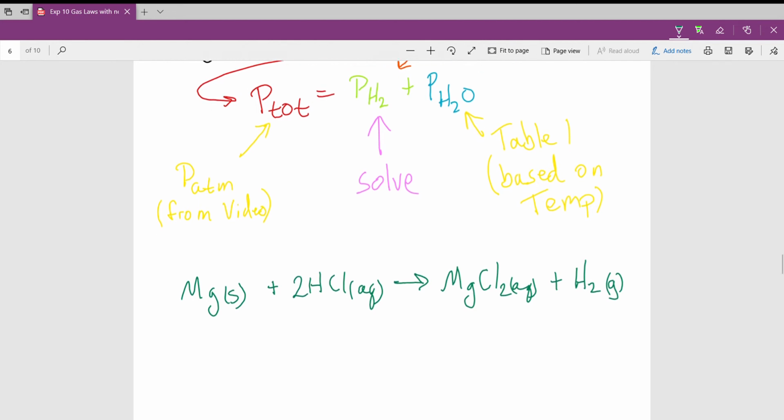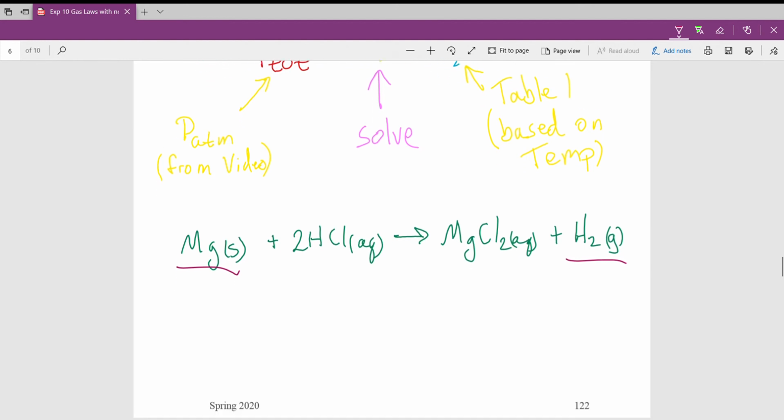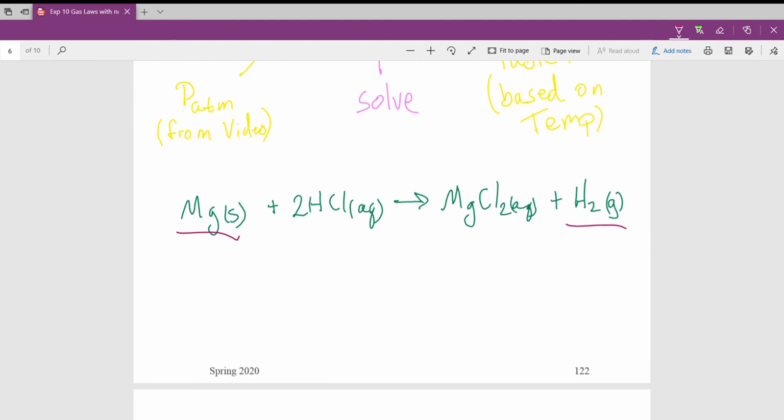But using stoichiometry, we can convert from moles of magnesium. If we know moles of magnesium, we can get a mole ratio to convert to moles of hydrogen. If we want to go from moles of magnesium to moles of hydrogen, our mole ratio would be 1 mole of H2 per 1 mole of magnesium. So what does that mean? It means it's actually the same numerical value, it's just a different unit.